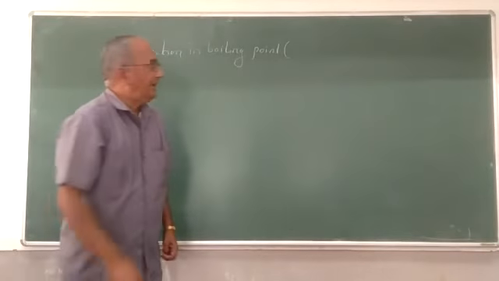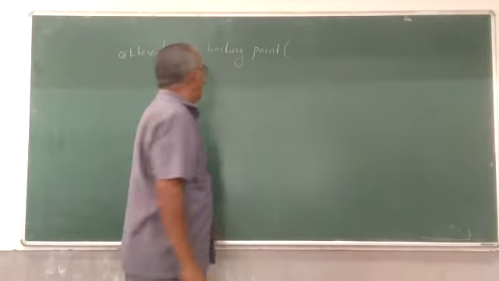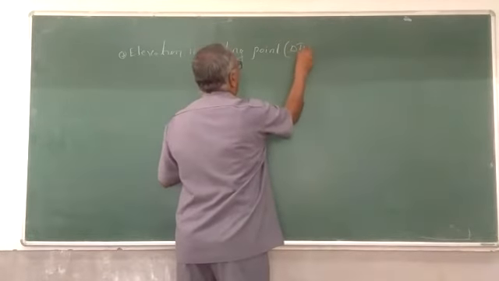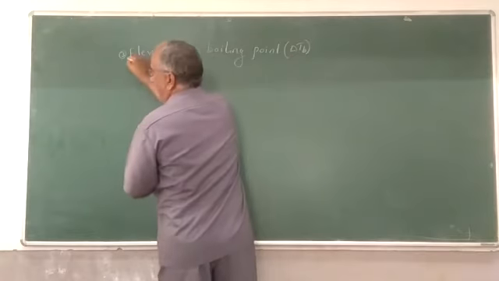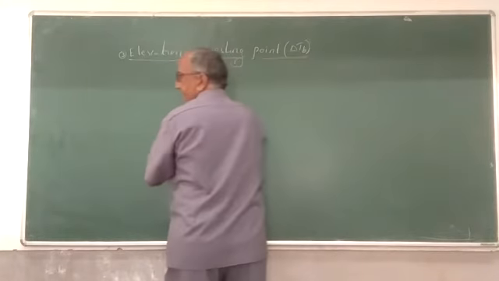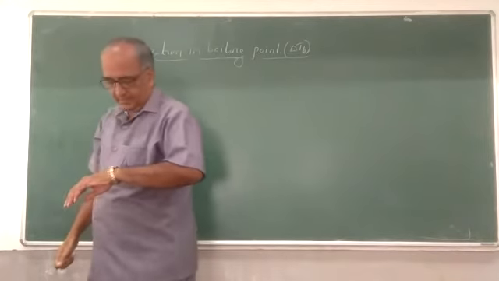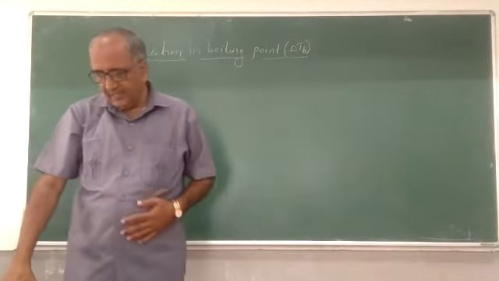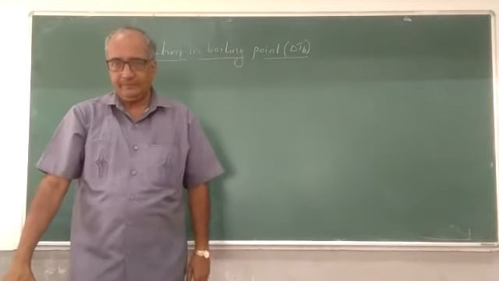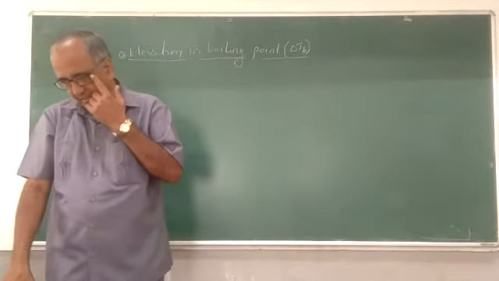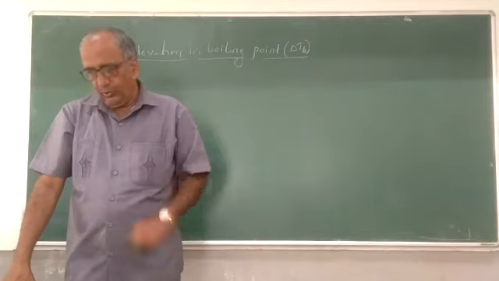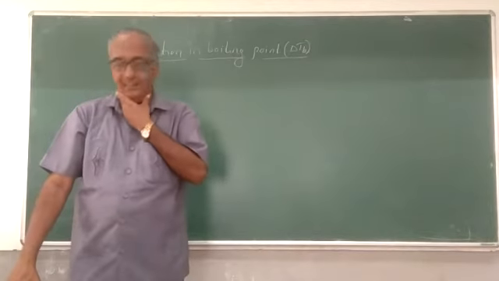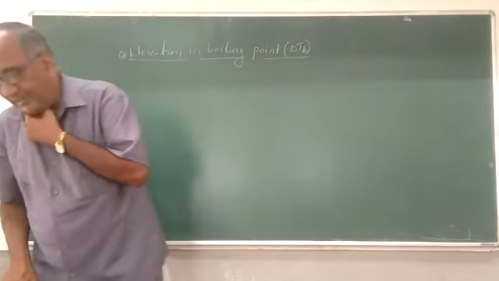Let us study another colligative property that is called elevation in boiling point, denoted as delta TB. Before understanding the elevation, which means increase in boiling point, first we need to understand what is meant by the boiling point of a liquid.